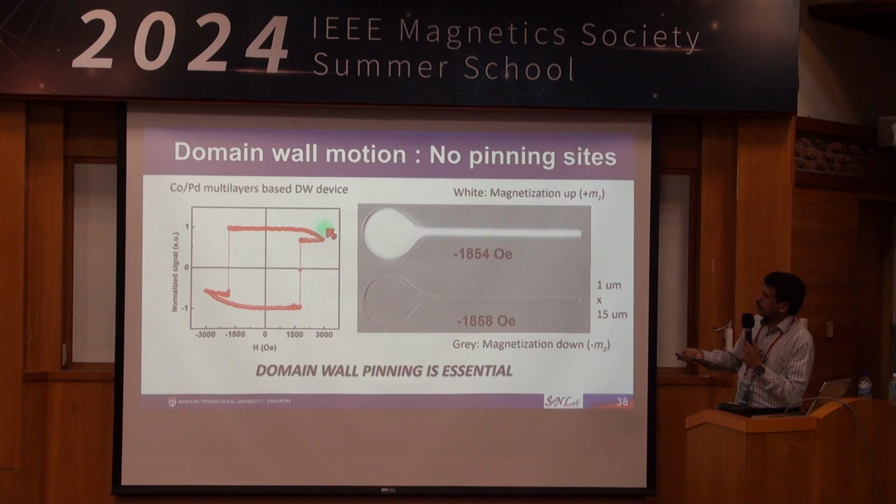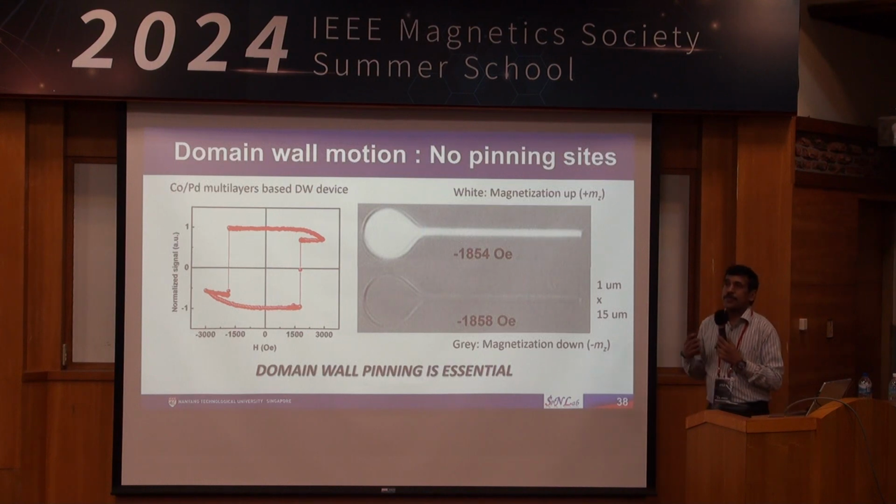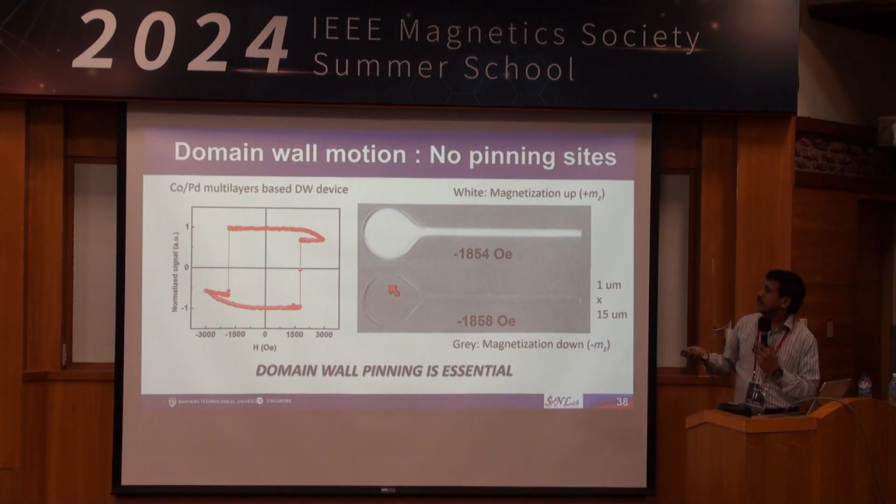So we saturate the sample with a positive magnetic field, then we go back to some negative field. Until minus 1854 oersted, nothing happens. When I change the magnitude slightly, then there's a sudden reversal from magnetization up to magnetization down. It means domains are not created and the domain walls are not moving. Or they are moving so fast that we are not able to see precise domain walls. So this kind of configuration is not useful for neuromorphic computing applications.